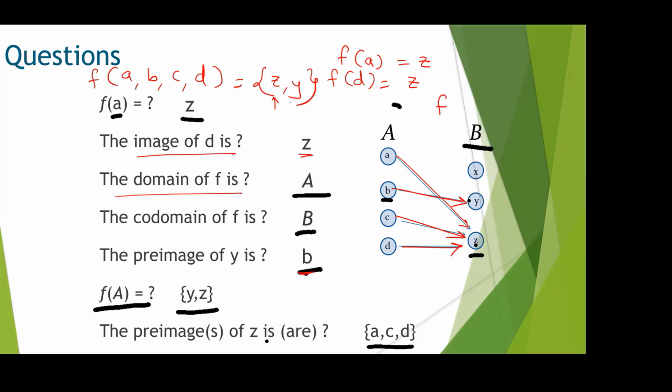So if I apply function F on set A, then I will have a subset of the codomain B, and it will only have two values, Z and Y. Now, what is it called? The elements which are participating in the function. So in other words, {Y, Z} is the range of the function. Now, what are the pre-images of Z? We have to see all the incoming arrows to Z. The incoming arrows to Z are from A, C, and D. So {A, C, D} is the pre-image of Z.